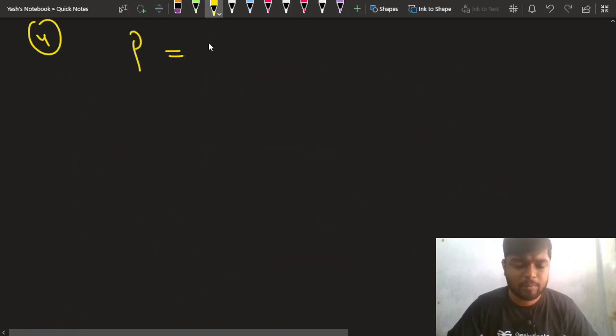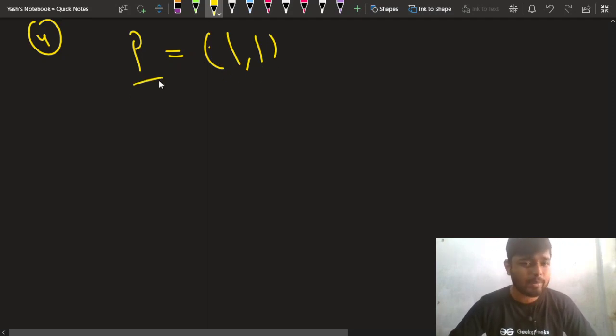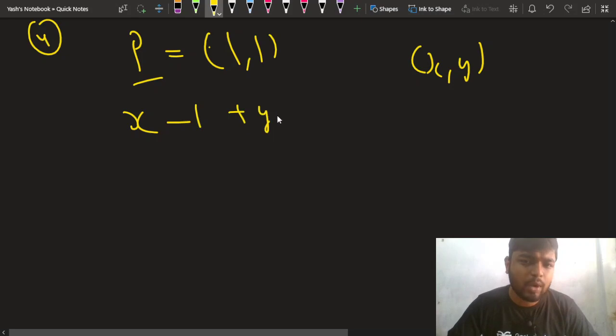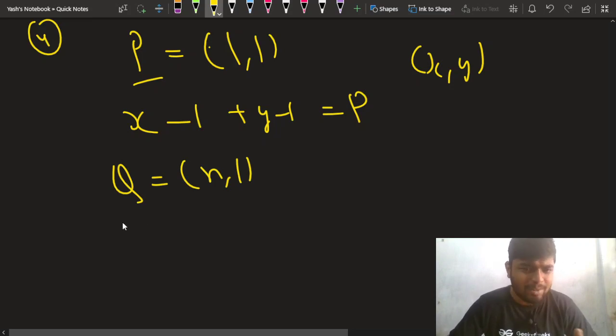For the point 1 comma 1, you will be getting a distance p, and you will get the equation, for the random point x comma y that has been chosen by the computer, x minus 1 plus y minus 1 is equal to p, right? And if you choose the second point, let's say n comma 1, you can choose any point of your choice, this will be n minus x plus y minus 1 is equal to q.